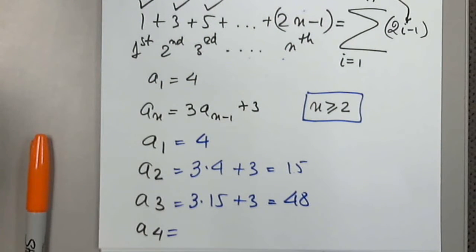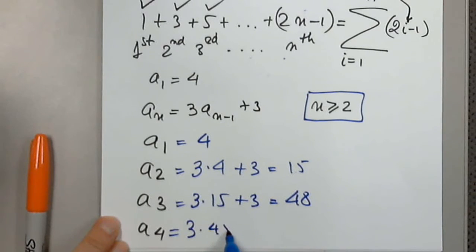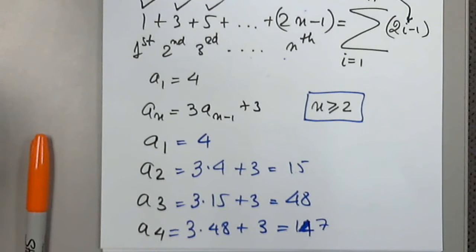And the last one that we are asked to find. 3 times 48, plus 3. Whatever that is. Is it 120? 147. Good. So what does the n greater than or equal to 2 have?